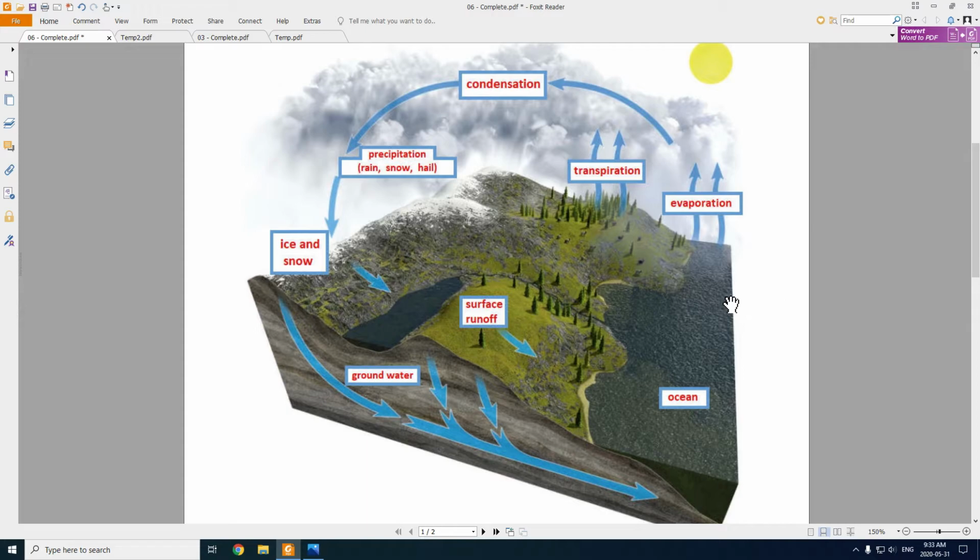What's powering this cycle? Well, it's the sun. Right? The sun is providing the energy to cause evaporation and cause this cycle to keep going and going and going.